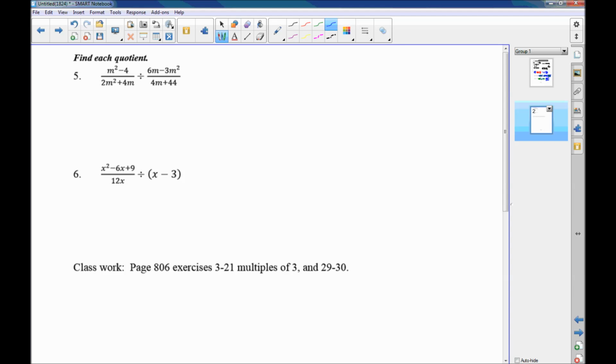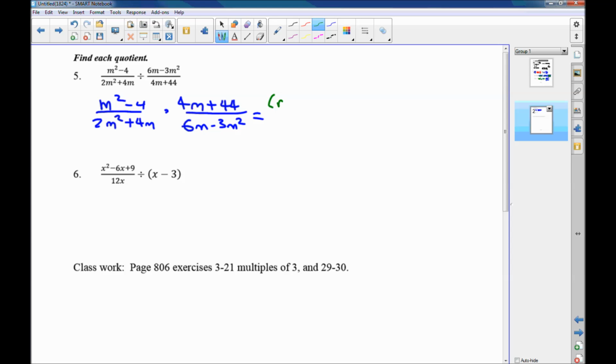Let's flip it over and see a couple more. On the back side, we have division. So remember, division is the same as multiplying by the reciprocal. So this is going to be m squared minus 4 over 2m squared plus 4m, times 4m plus 44 over top of 6m minus 3m squared. All right, so I just changed it to a multiplication problem. Remember, dividing fractions is the same as multiplying by the reciprocal.